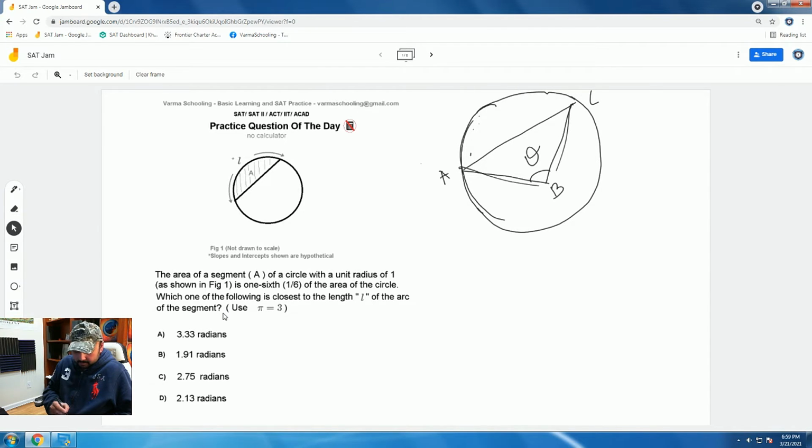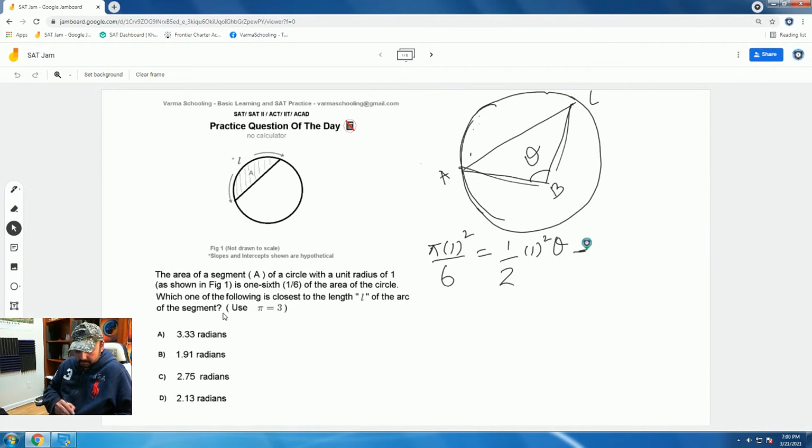We're given the area of the segment is 1/6 of the area of the circle. We know that the radius is 1, so pi r squared by 6. That's the area that's given to us. And we know the formula for the area of the sector is half r squared theta. Let's assume the arc angle is theta. So the segment area is the area of the whole sector minus the area of the triangle.